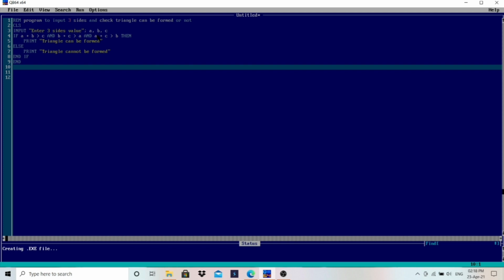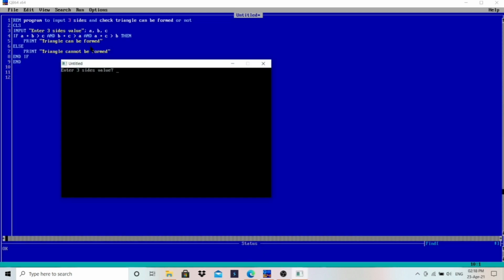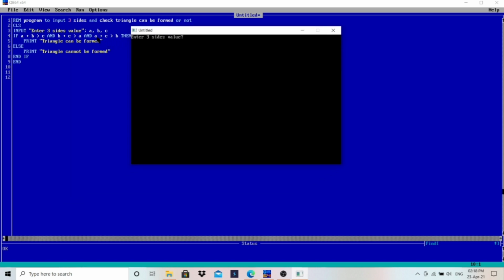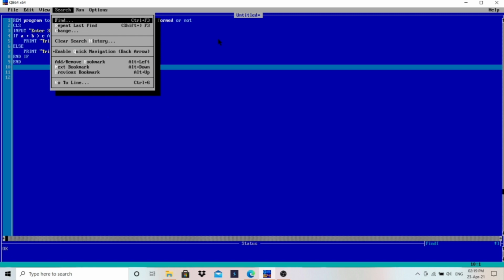Sum of two sides must be greater than the third side. So A plus B, the sum of two sides, is greater than C, that is the third side, and B plus C, the sum of two sides, is greater than the third side, that is A, and last is A plus C greater than B. Let's enter the values for three sides: 4, 5, 10. Triangle cannot be formed because the sum of two sides is not greater than the third side.